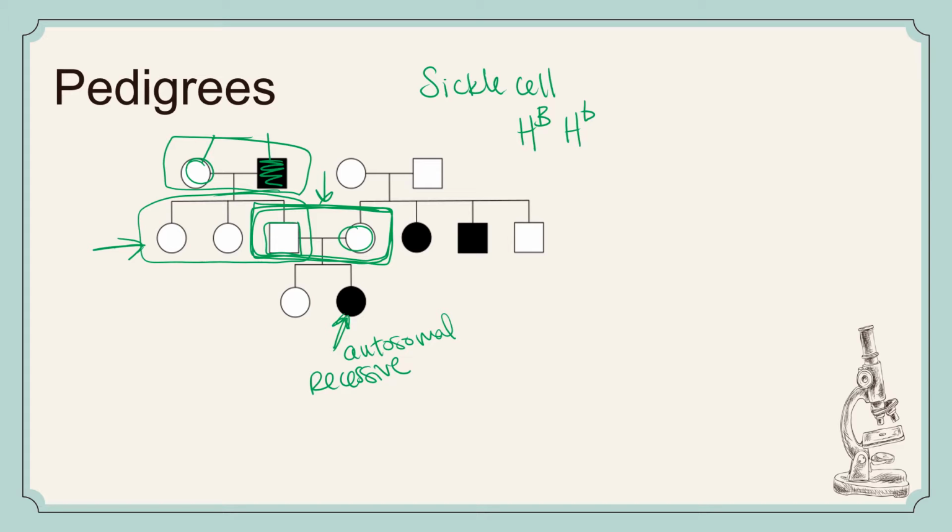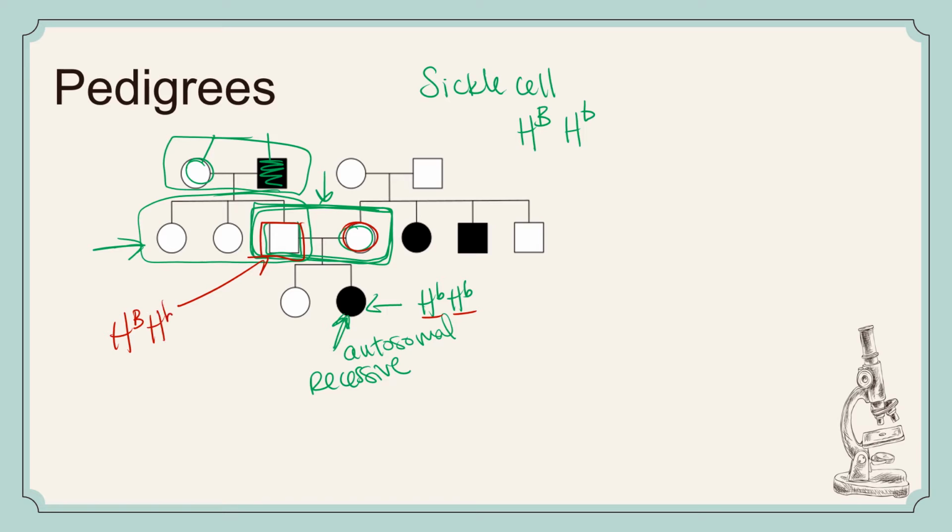So this individual here, H little b, must be homozygous recessive in order to have sickle cell anemia. The two parents that we were looking at here, their genotypes must have at least one of those H little b's, but since they do not have sickle cell anemia, they must both be heterozygous.